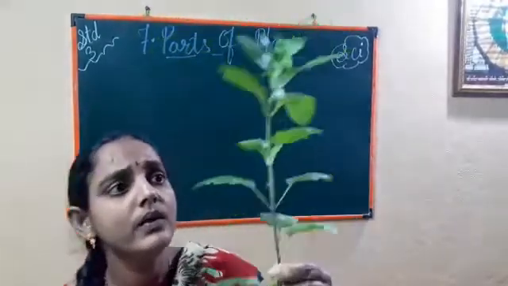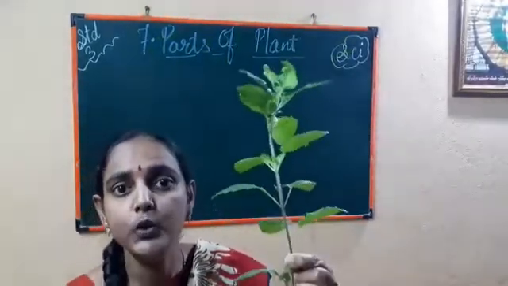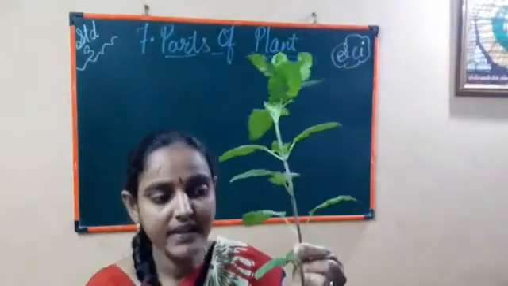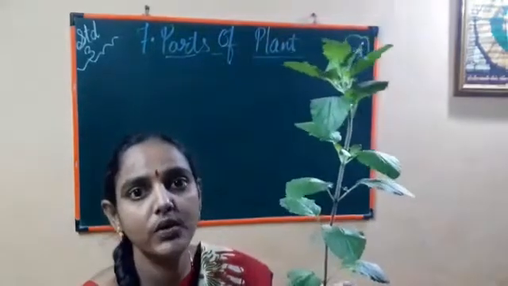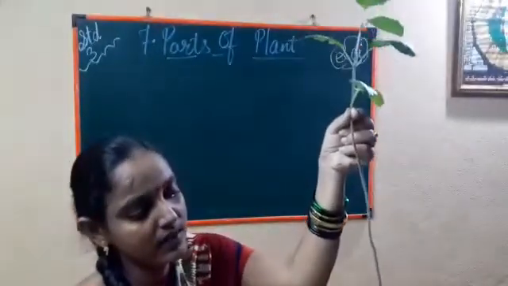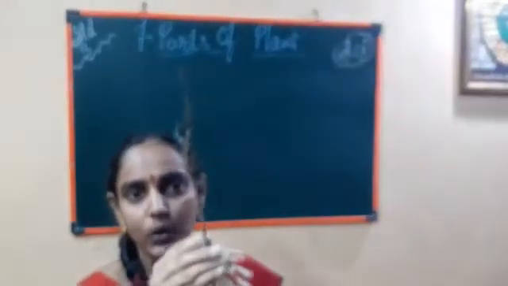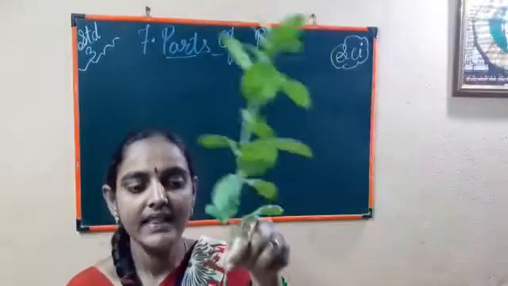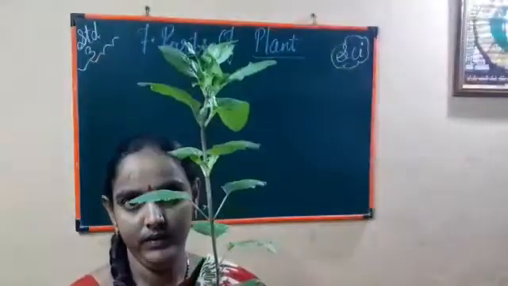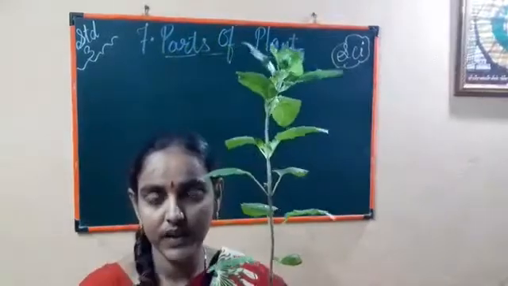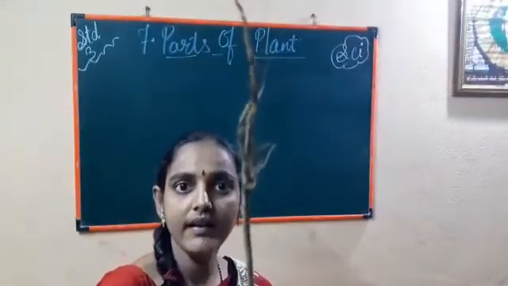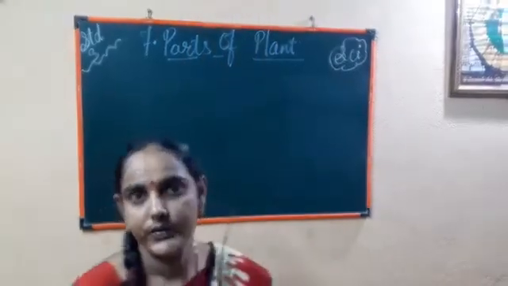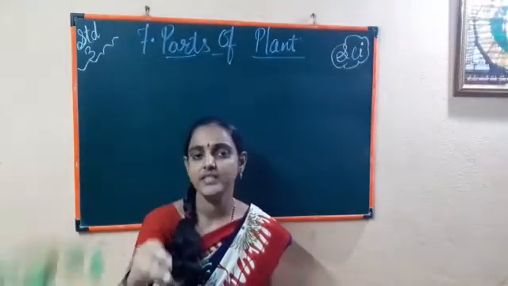Now the plant is divided into two parts. A plant has two main parts, okay. The upper part is called shoot, and the part which stays below the soil, under the soil, is called root. The part which stays upside of the ground is called shoot, and this part is called root. This is root and this is shoot.